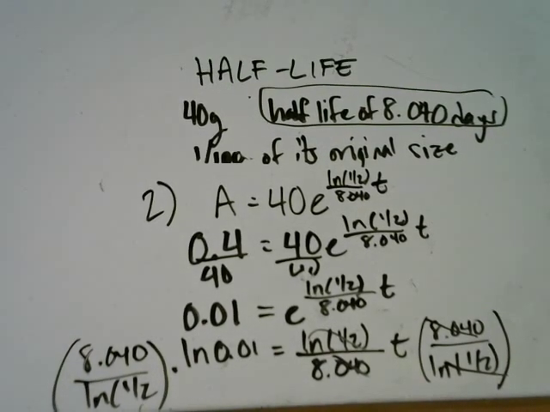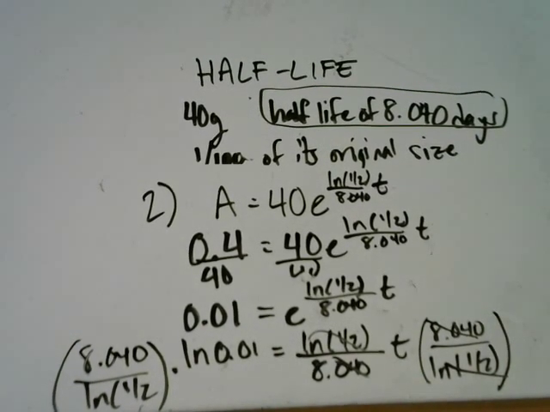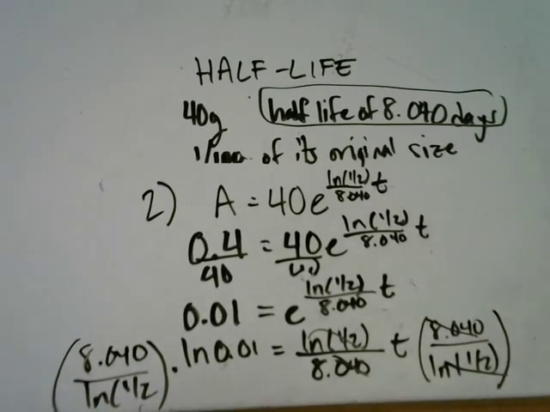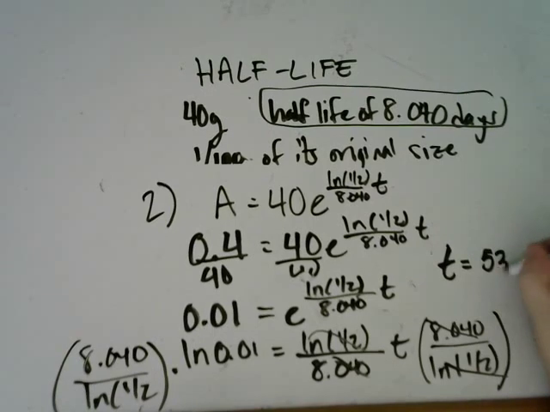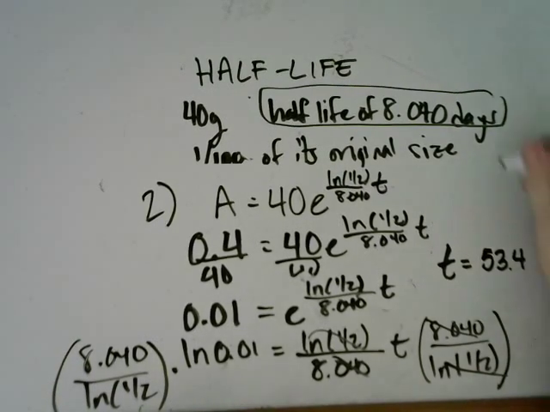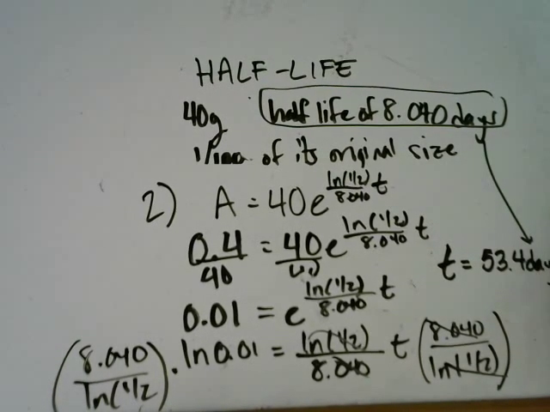So 8.040 divided by ln of 1/2 times ln of 0.01. And we find that it would take this particular isotope 53.4 days to reach 1/100th of its original size.